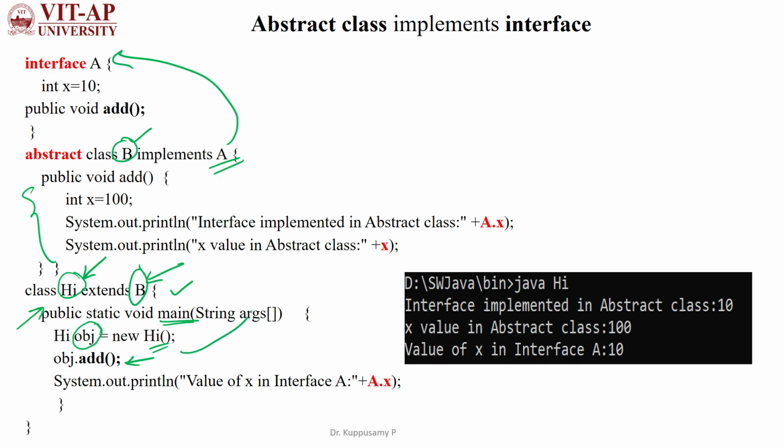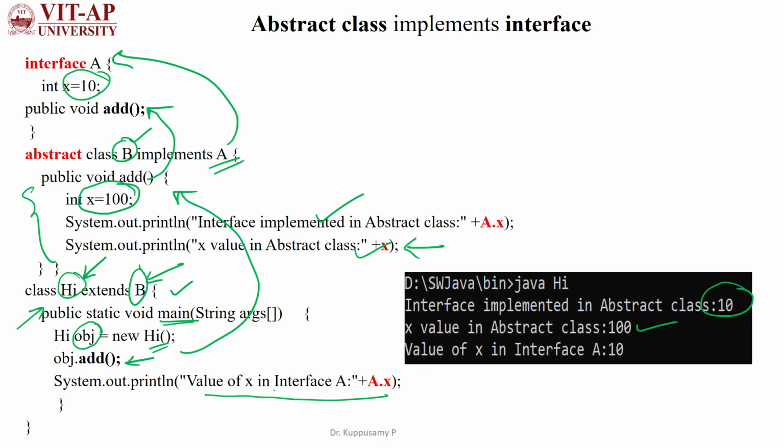Then we invoke the add method. The add method passes the control over here, overriding the abstract method add. Then you get two statements available. One is a dot x, and 10 will be printed. You see 10 is printed. The other belongs to the variable defined inside the method, which prints the value 100. Then inside the class high we are accessing the interface A variable x, so 10 is printed.